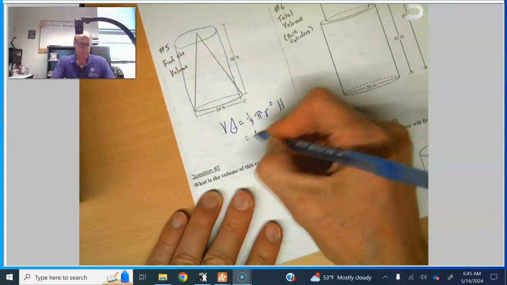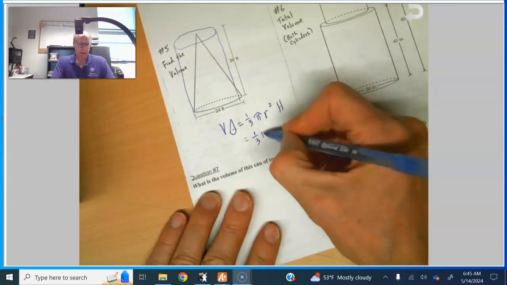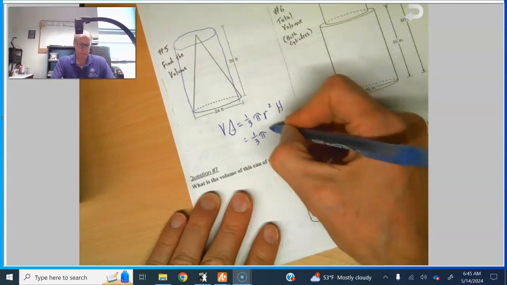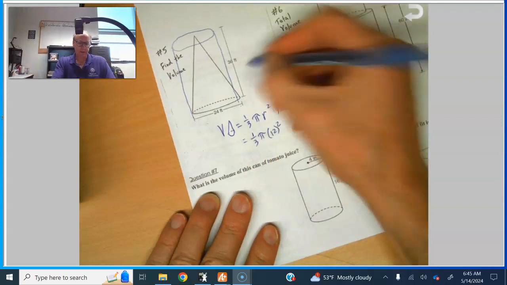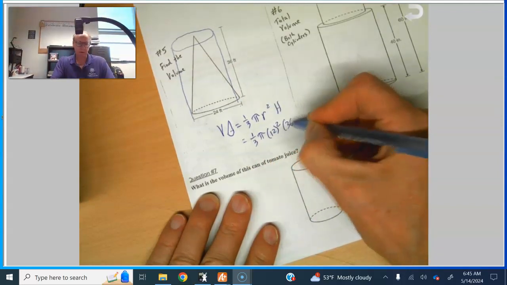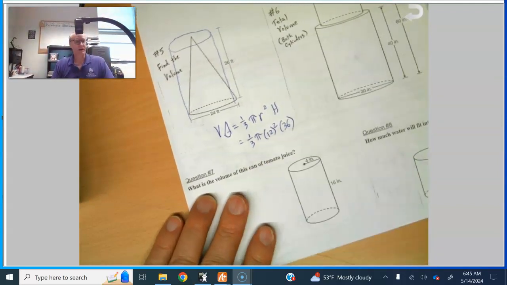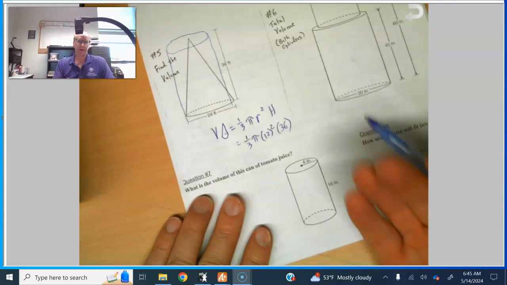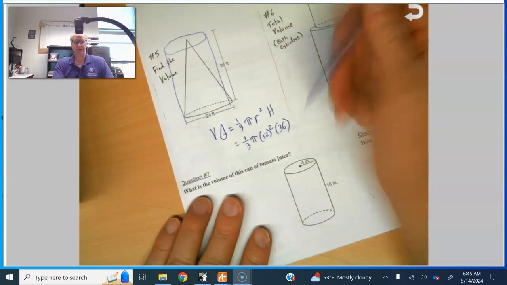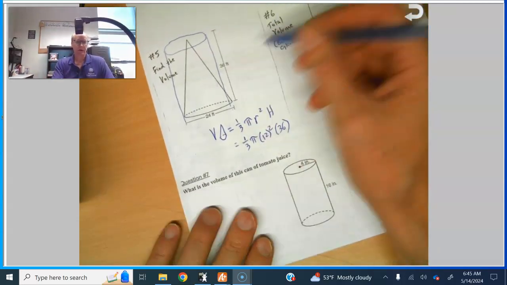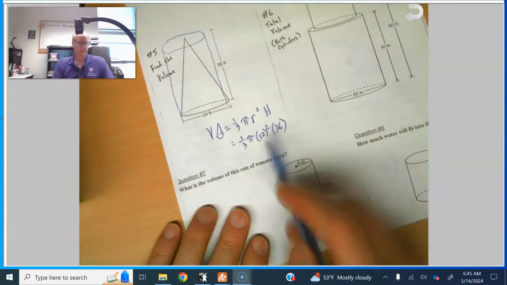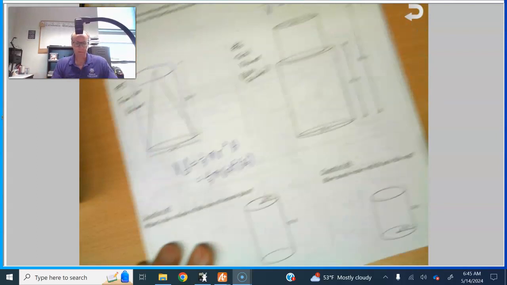And I'm going to take 1/3, the pi, radius is not 24, it's 12. And the height is 36. And I am going to multiply that all out and get my answer, maybe in terms of pi to get an exact answer in cubic feet. And if I wanted to multiply by 3.14 or use the pi key, I'll get an approximate. So you need to finish this one yourself, of course.